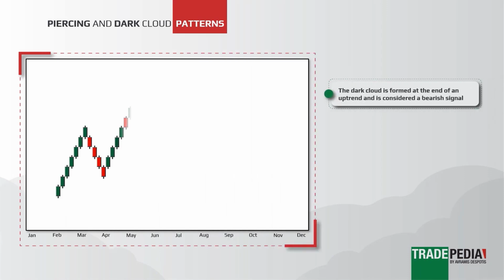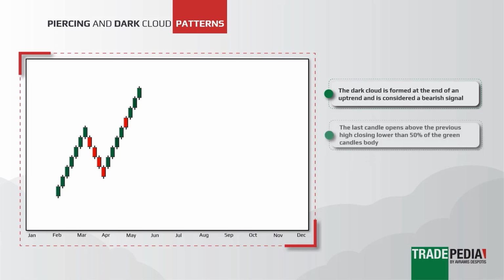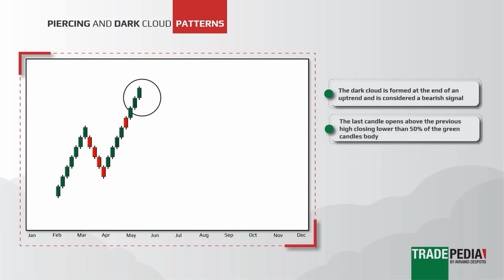The dark cloud is formed at the end of an uptrend and is considered a bearish signal. The first day of the pattern is a strong green body. The next candle opens above the previous day's high, but eventually closes lower than 50% of the previous green body.